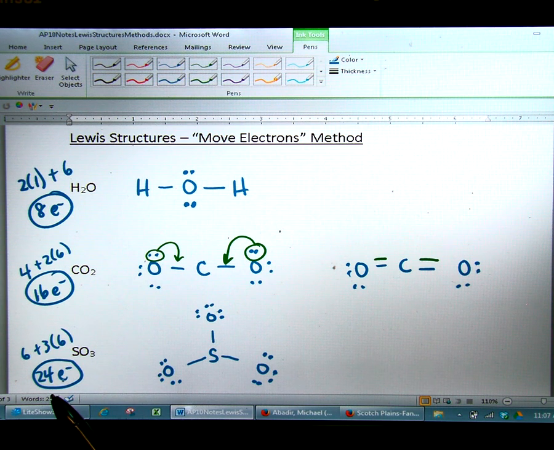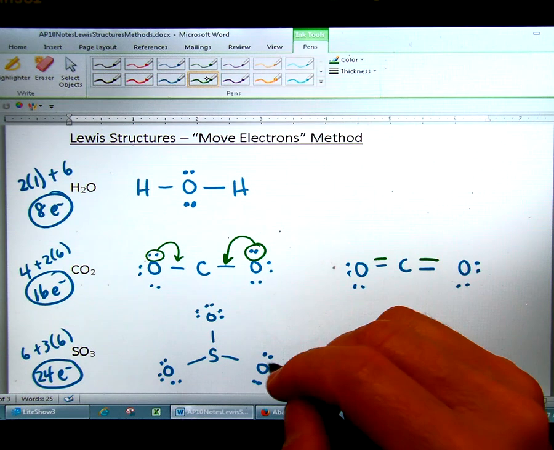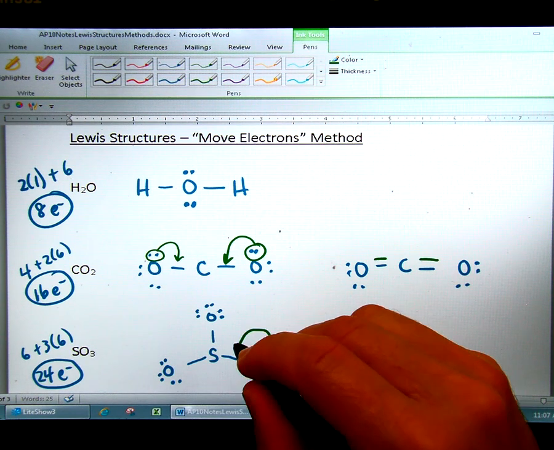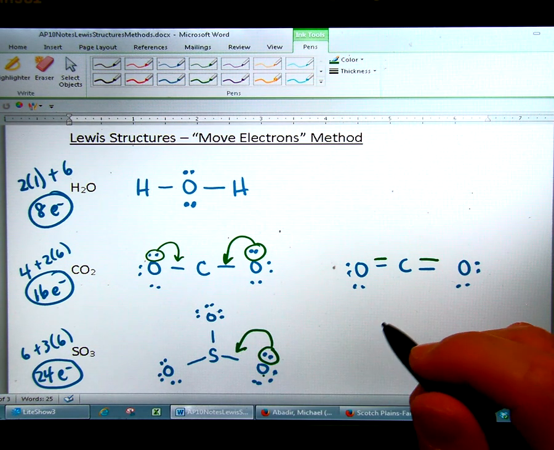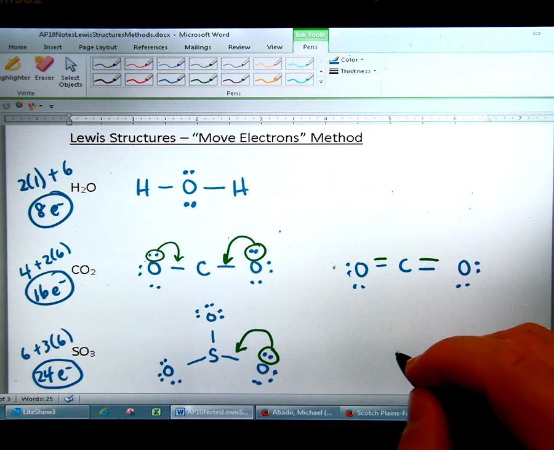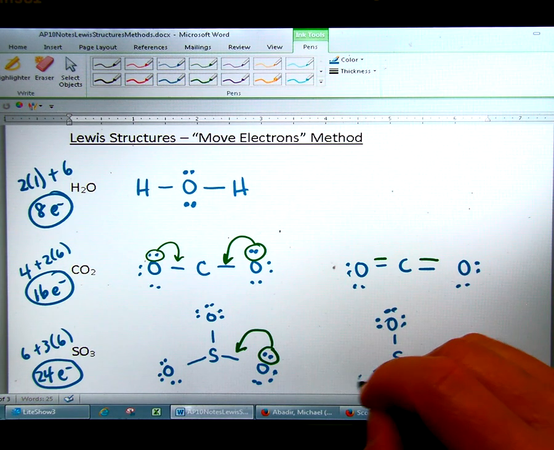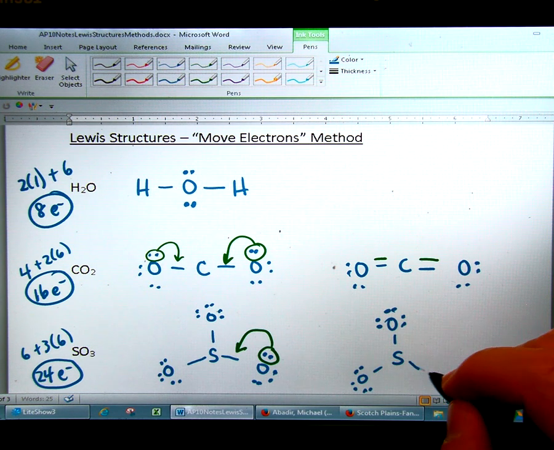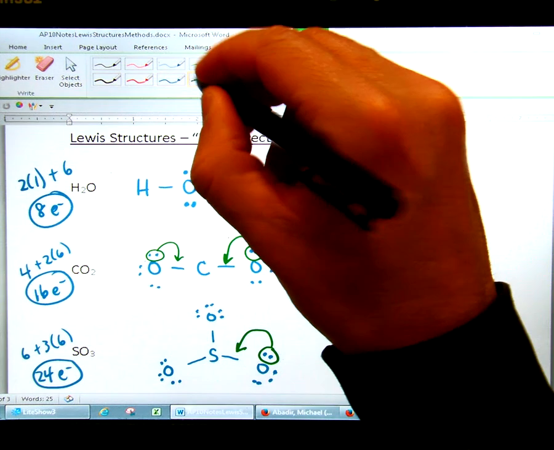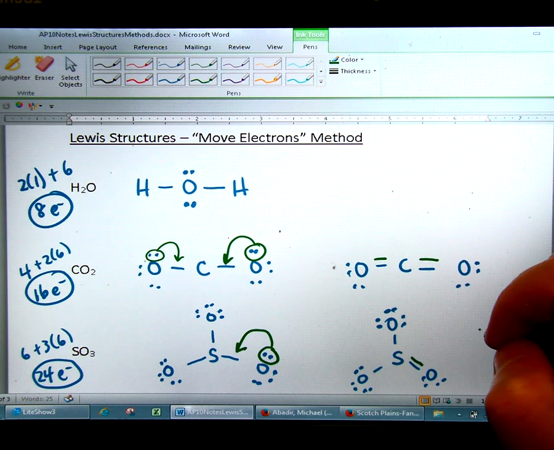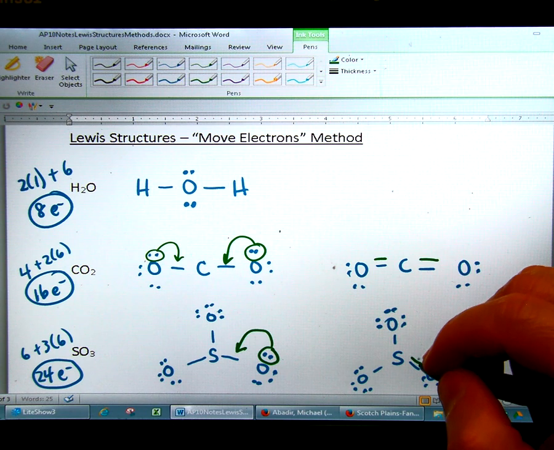However, we don't really have a full octet for the sulfur. Oxygen has an octet. This oxygen has an octet with 8. This has 8 as well. But this does not have 8. So we're going to need to get the sulfur to have 8. So this oxygen can actually just donate that pair to become a bond. And so when you're finally done with this, you're going to have S with a single bond O and a single bond O. And this is going to be a double bond O because that O allowed this to become a bond. So now we have 8 for everything.